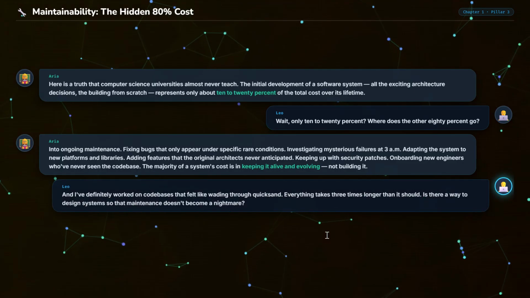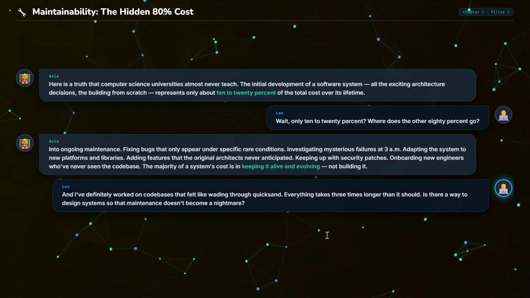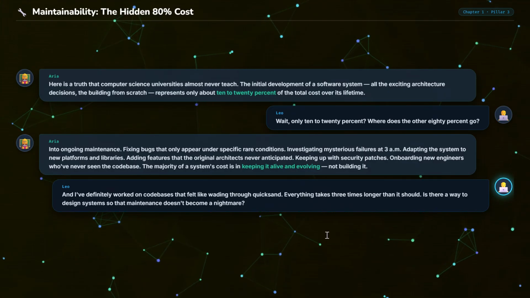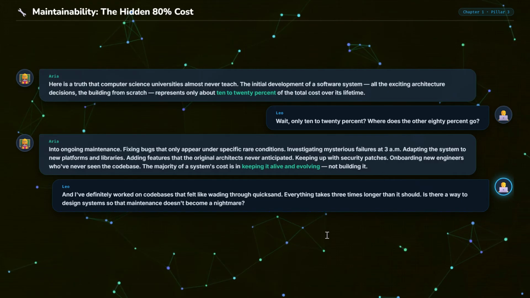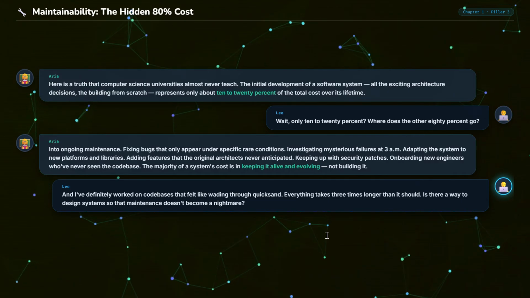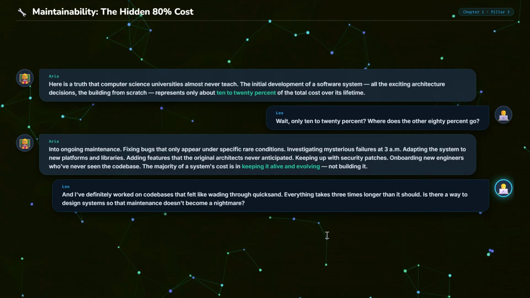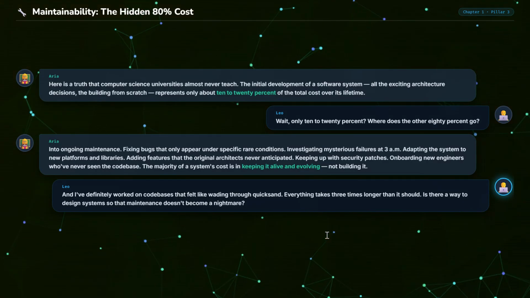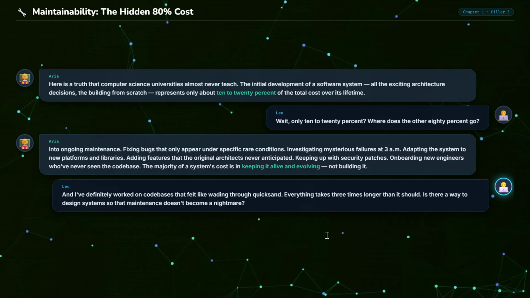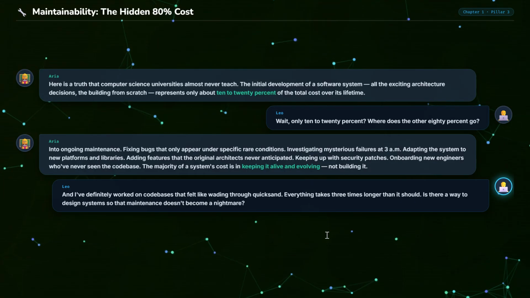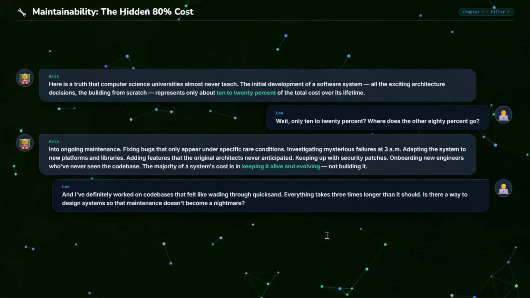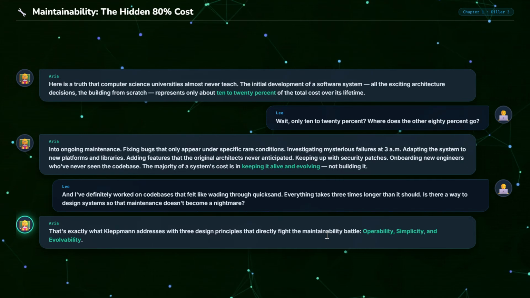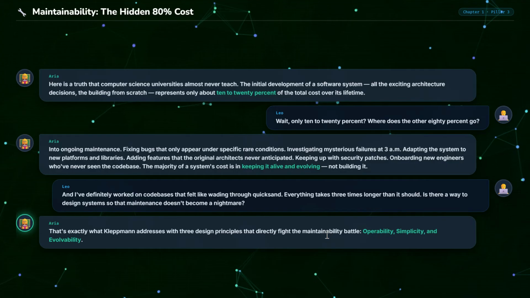I have definitely worked on code bases that felt like wading through chest-deep concrete. Everything takes 3 times longer than it should. You are afraid to change anything because you do not know what else might break. Is there a principled way to design systems so that maintenance does not become an engineering nightmare? That is precisely what Kleppmann addresses with 3 design principles that directly and deliberately fight the maintainability battle.